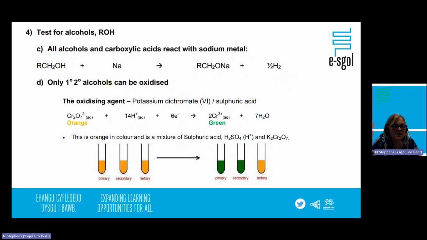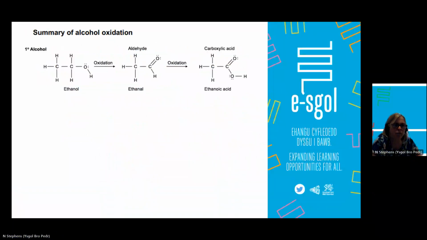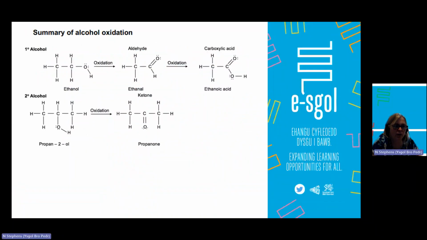As you can see there, primary and secondary alcohols will indeed be oxidized, unlike tertiary ones, which will remain orange because oxidation is not possible by the use of dichromate. So summary, the pathways there. We know that the primary alcohol will create an aldehyde onto an acid, and then a secondary alcohol will end up being a ketone, and then of course the tertiary alcohol will not be oxidized.